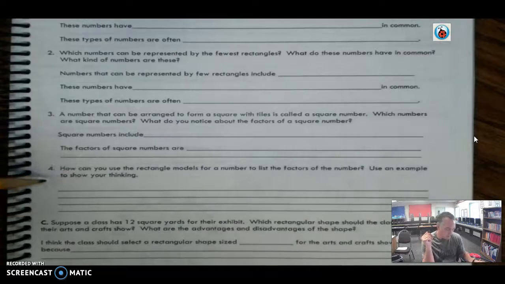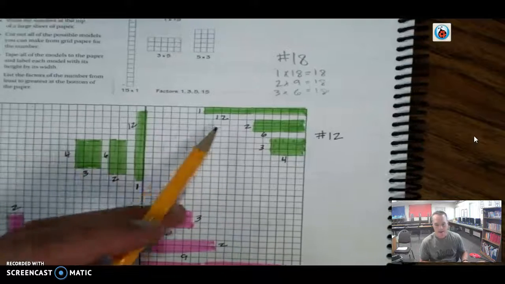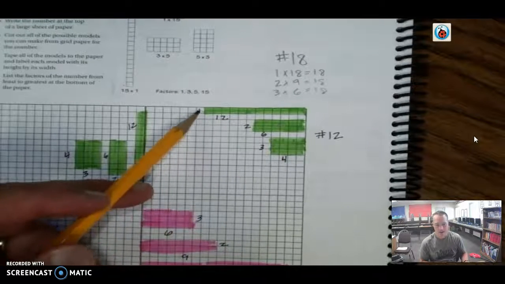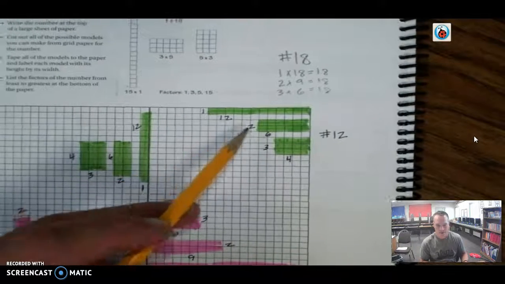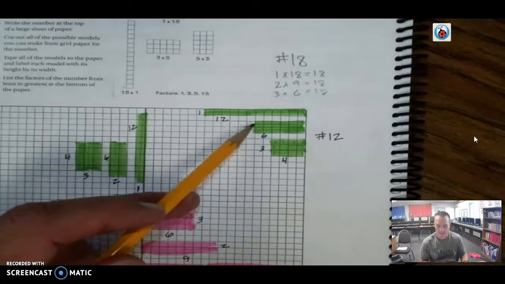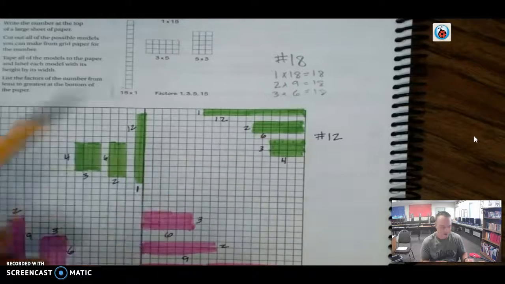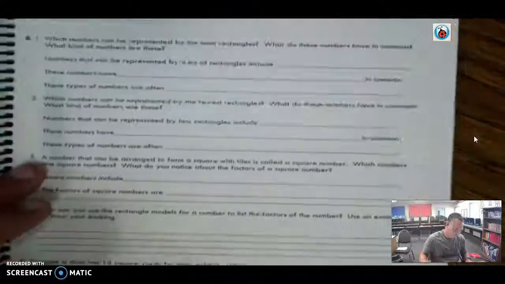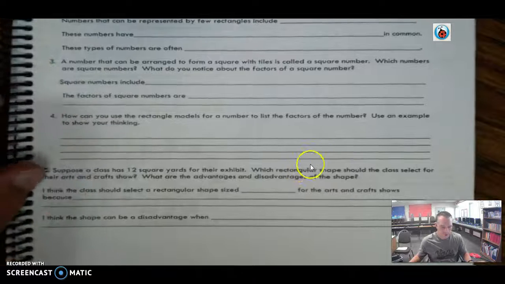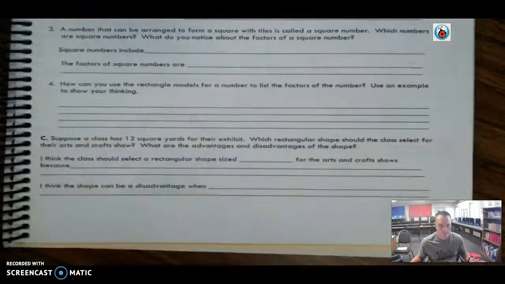And then how can you use the rectangle models for a number to list the factors of a number? Use examples, show your thinking. So how did you figure out this is 1 by 12, right? How did you figure this was 2 by 6, right? You could literally count them up. So I think that's what they're asking there. Go ahead and write that in. Okay, I'm going to come back. We're going to come together tomorrow and talk about this.